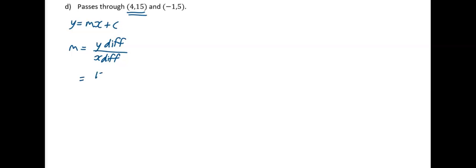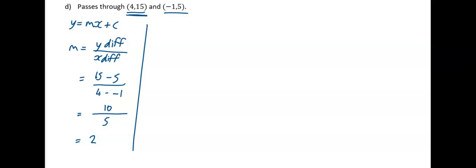So the y difference in this case, I'm going to start with this coordinate. So my y value of it is 15, and then my y value of this one is 5. So 15 minus 5. Remember, I'm starting with this coordinate here. So my x value of this is 4, and my x value of the other one is, and careful, minus 1. So what you've got is top line, 15 minus 5 is 10. And the bottom line, 4 minus 1 is the same as 4 plus 1, which is 5. And 10 divided by 5 is 2. So rewrite your equation. y is equal to 2x plus c.